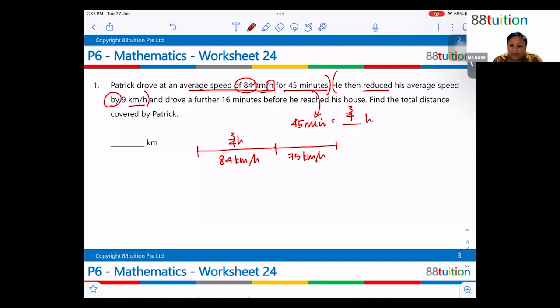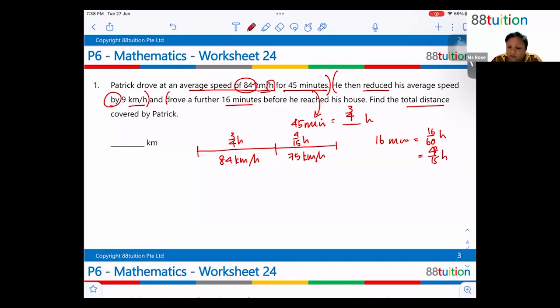And drove a further 16 minutes. If I were to change 16 minutes to hour, what will I get? 16 minutes is 16 over 60 of an hour, which will be 4 over 15 of an hour. Okay, thank you very much. So that's 4 over 15 of an hour.